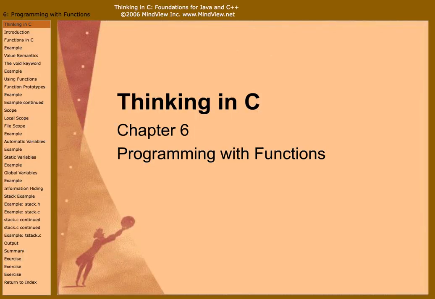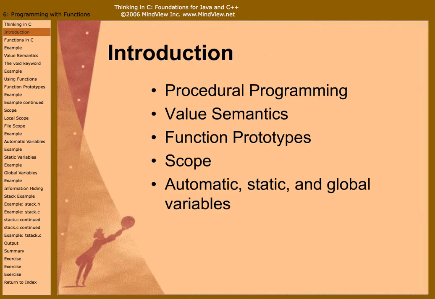Thinking in C, Chapter 6, Programming with Functions. C is what we call a procedural language because its building block is the function. When you develop a system in C, you usually look at the functionality that you need and you write the functions to do it. So functions are the building block of a C program. Functions obey value semantics, so I'll explain what that means.